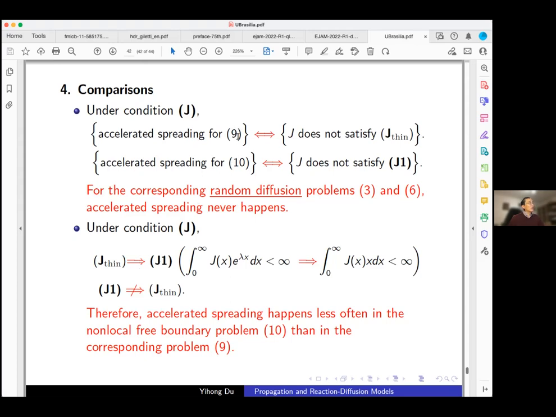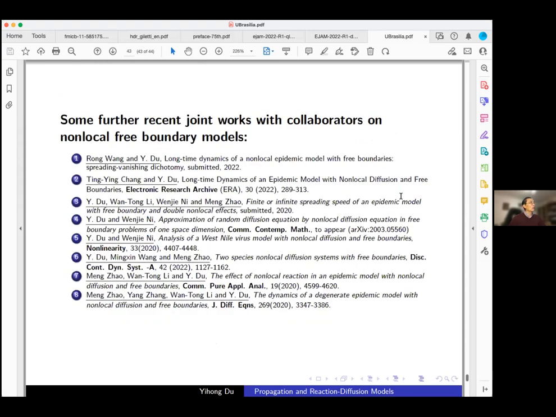So really, comparing these two models, the one without a free boundary is more ready to spread with accelerated spreading, though both can have these new phenomena. But if we compare with the non-local diffusion model, whether it's the classical one or the free boundary one, you never have this accelerated spreading. They always spread with a finite speed, if spreading happens at all. I think I'll stop here.